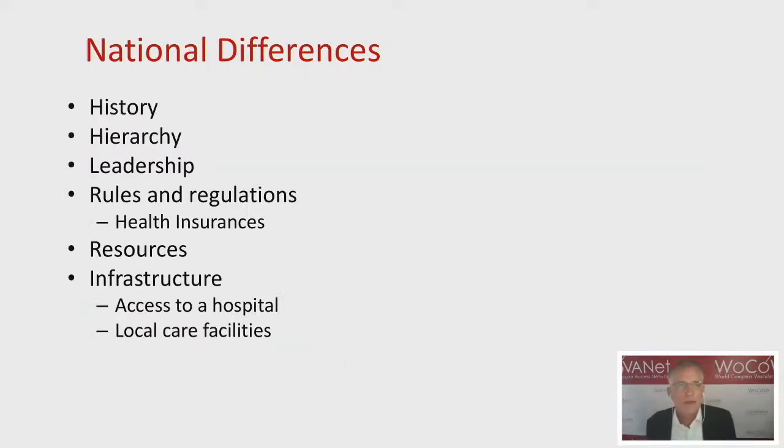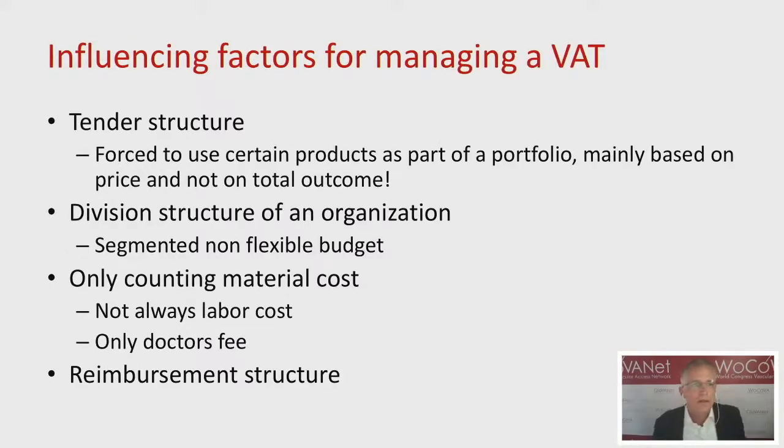But we do know that there are many national differences if we look at the different countries involved. There's historical differences, hierarchy, leadership, rules and regulation, with health insurance differences, resources, infrastructure, access to a hospital, and local care facilities. Other influencing factors for managing a vascular access team is the tender structure, which is done in many countries. But therefore, we are forced to use certain products as part of a portfolio, mainly based on price and not on total outcome. The vision structure of one organization gives us segmented, non-flexible budgeting.